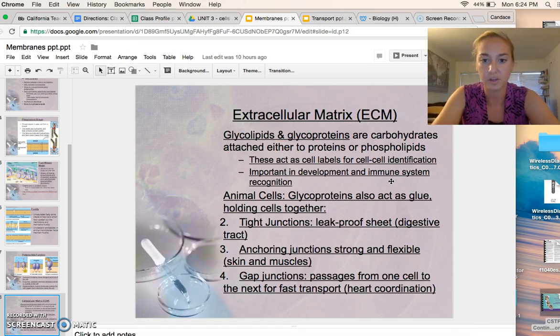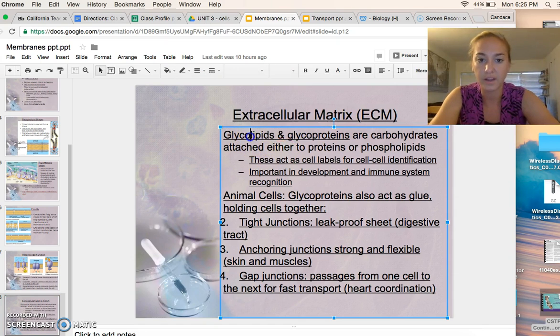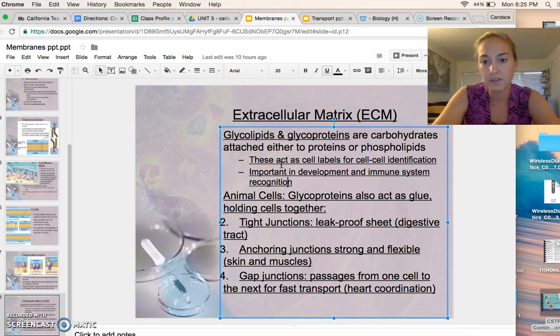Okay, extracellular matrix. We're almost done with this part of the class. So we have embedded in the membrane also glycolipids and glycoproteins. Just understand this as glyco meaning carbohydrate. So we've got lipids attached to carbohydrates, and then we've got proteins attached to carbohydrates. These things can act as a cell label for cell-to-cell identification. So your cells need to know who's part of you and who's not part of you. And they're also important for development and immune system recognition.